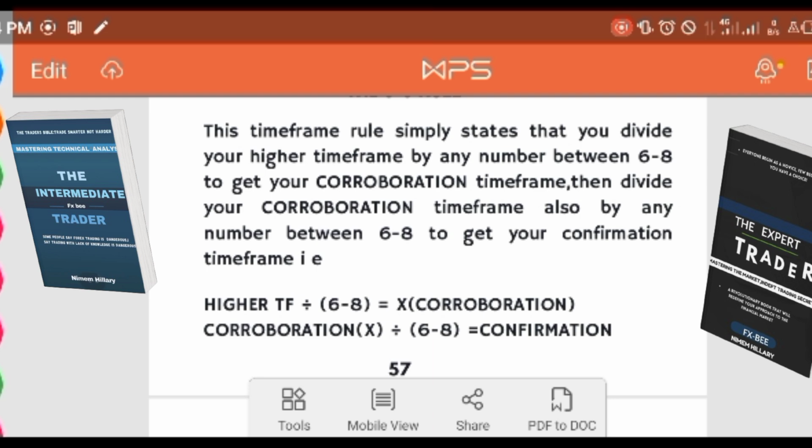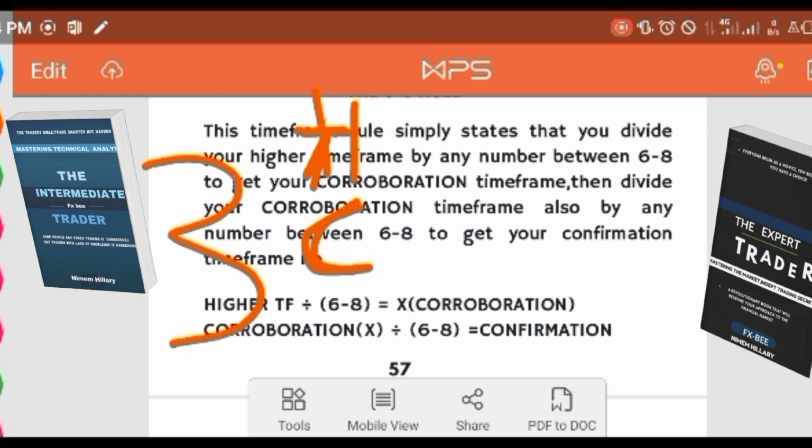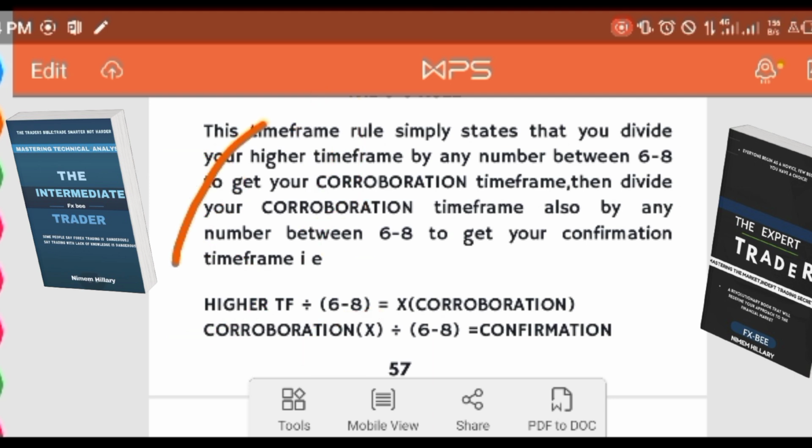So we'll make use of 3 different time frames. The first is your higher time frame, which is the bias. Let me use H for it. Then the second one is your corroboration time frame, and the third one is your confirmation time frame. This is HCC. The acronym doesn't really matter. The point is we'll use the 6 to 8 rule.